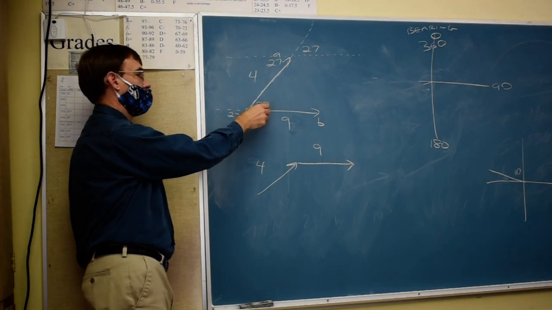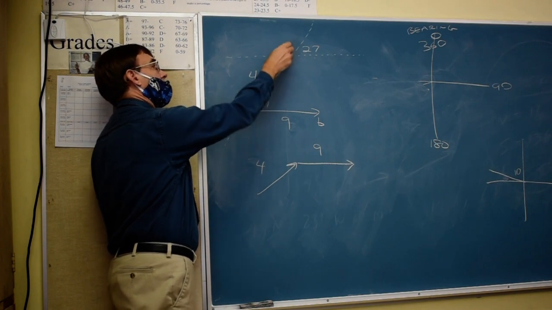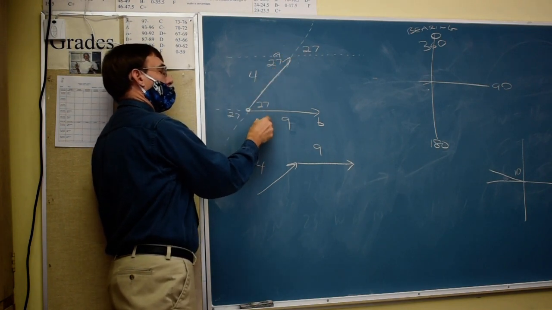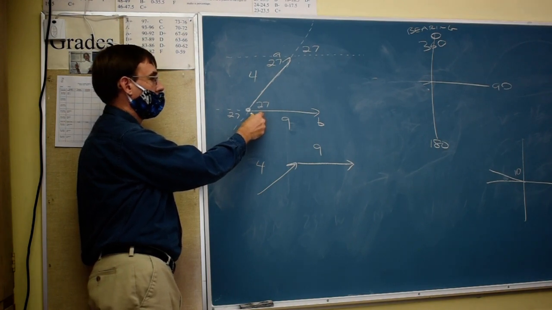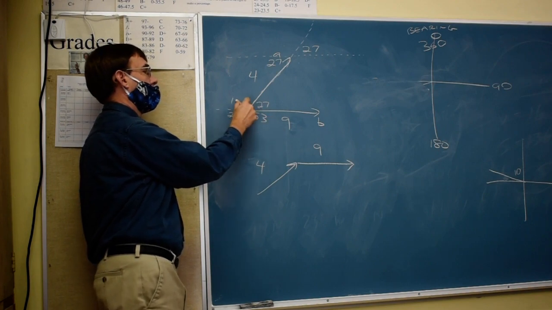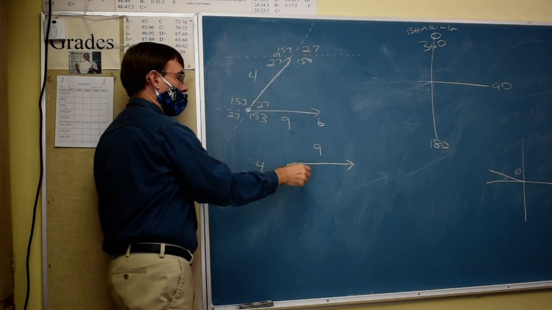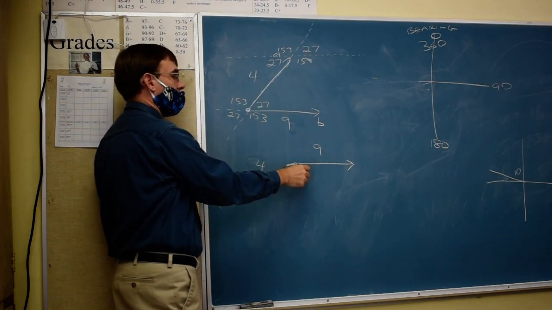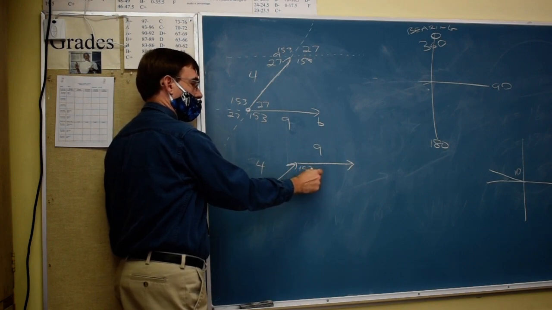Start with a V. Vertical angles. The other 4 all match each other. What number would that be? 153. The angle that we care about, is it a 27 or a 153? It's a 153.